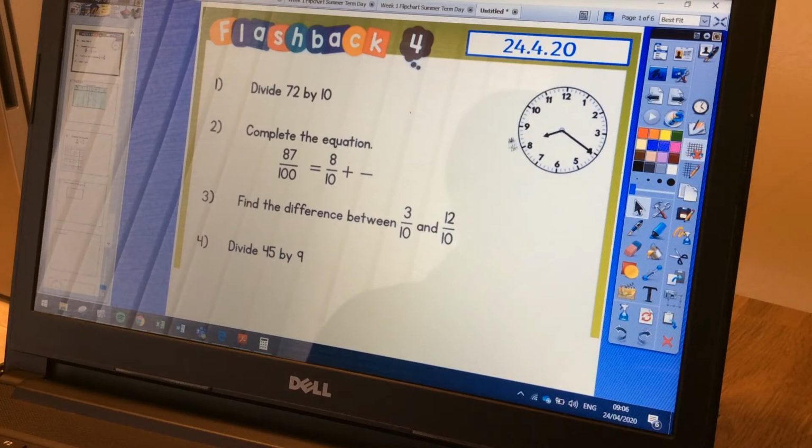Morning, Jellyfish class. So this morning we're going to go through our Flashback 4, our starter to get our brains warmed up as we are learning all about tenths and hundredths this week. So 4 questions, all on prior learning, with a bonus question of the clock in the corner. Don't forget to see if you can write the analogue time as well as the digital time. Pause the video, have a go at the questions, and then come back to me for the answers.